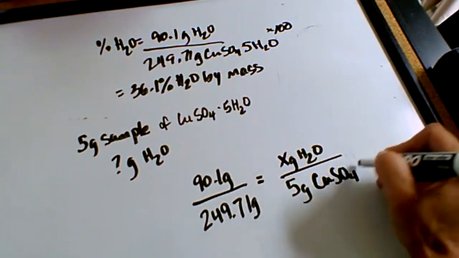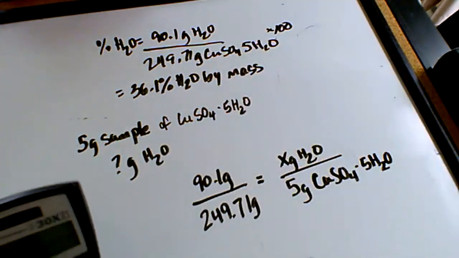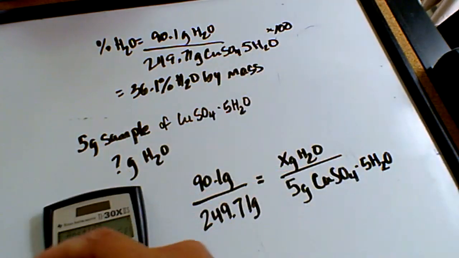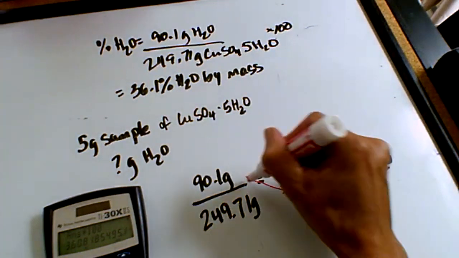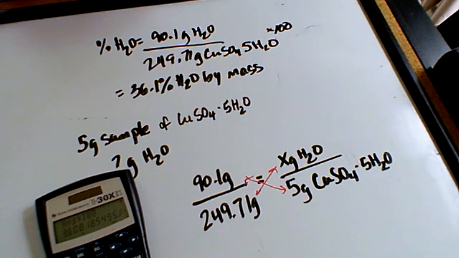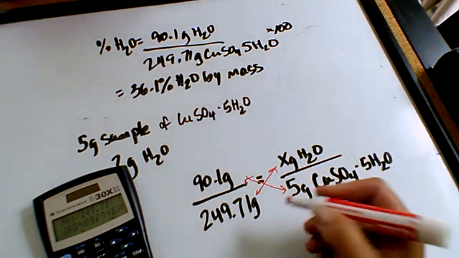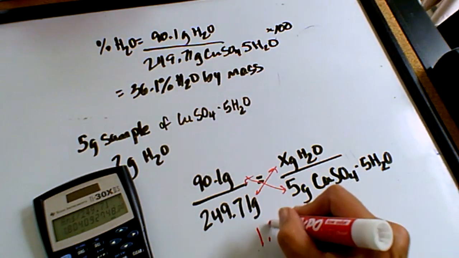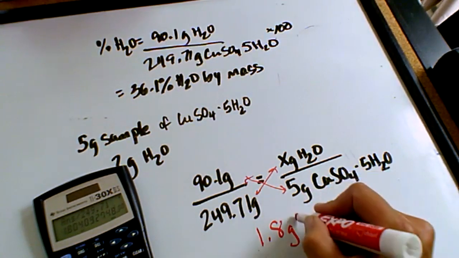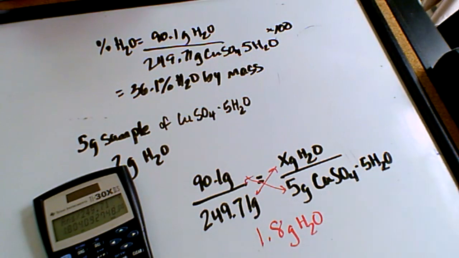Either way, if you didn't already have that percentage, it's kind of easier. But if you don't like math, we're just going to cross multiply here. 90.1 times 5 divided by 249.71 equals, and I see that I would have 1.8 grams of water in this sample. Okay, so you could use a ratio there.